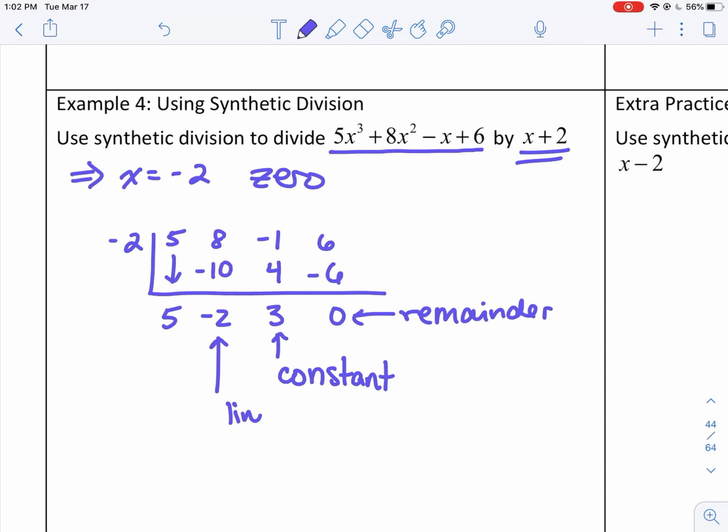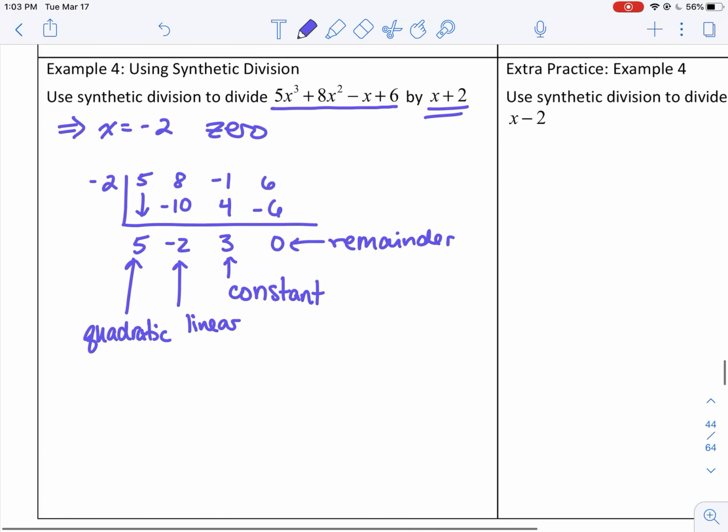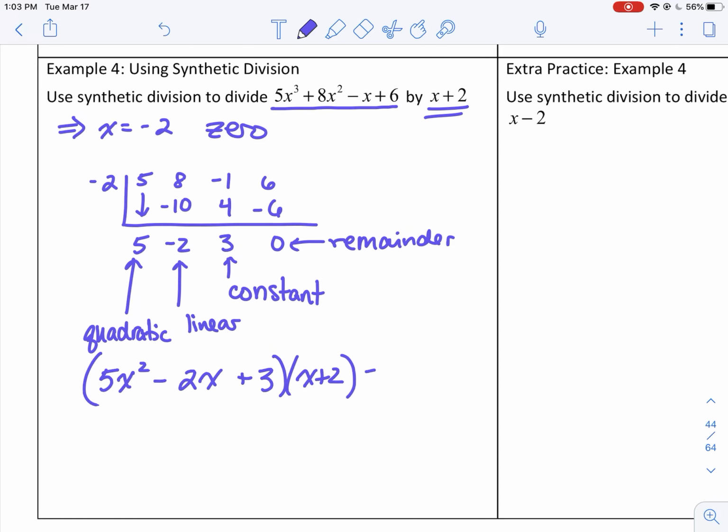This is going to be the linear term coefficient, and this is going to be the quadratic. So all we're doing here is going in increasing degree order. So we have 5x squared minus 2x plus 3, all right? And that times our factor x plus 2 is equal to our whole polynomial, which I could write out, but we'll save some time and not.